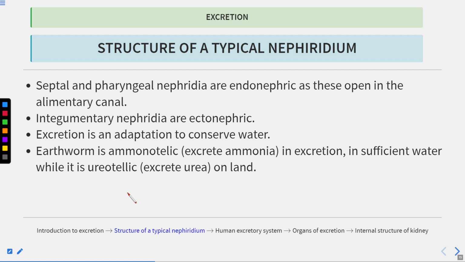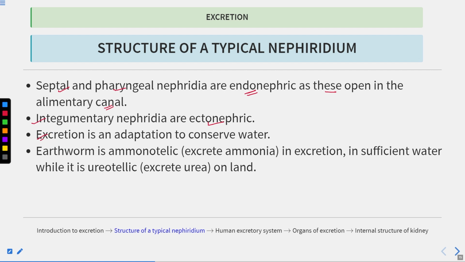Now, the septal and the pharyngeal nephridia are endonephric because they open in the alimentary canal. Endo means inside. Whereas the integumentary nephridia are ectonephric, meaning they open outside.